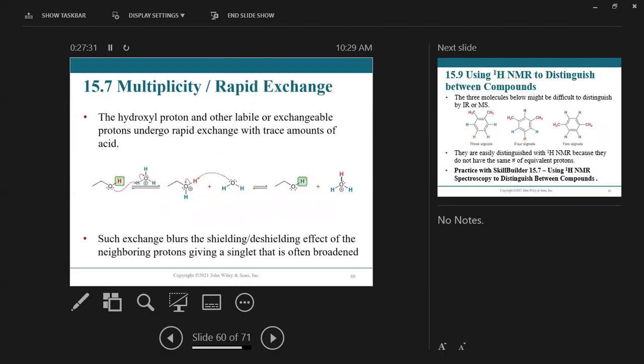So the hydroxyl proton and other labile or exchangeable protons undergo rapid exchange with trace amounts of acid. Such exchange blurs the shielding. So they experimentally determine this, right? And then they have to think about why this happens. So they're giving you this explanation right here. Such exchange blurs the shielding, deshielding effect of the neighboring protons, giving a singlet that is often broadened.